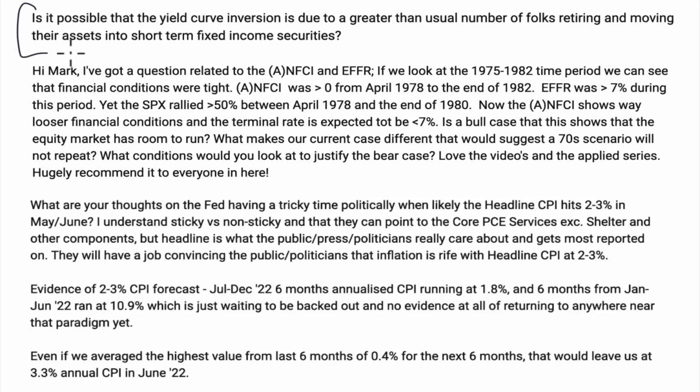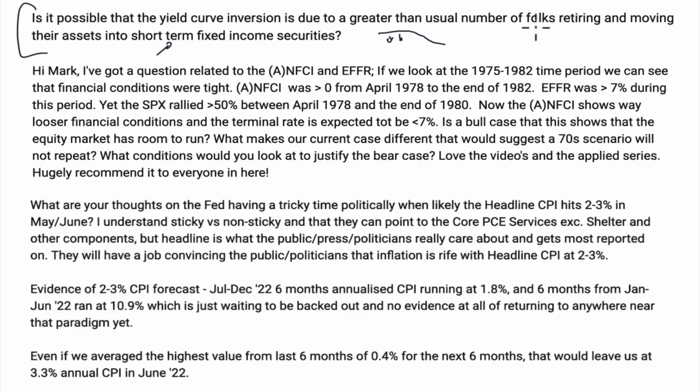First one at the top, is it possible that the yield curve inversion is due to a greater than usual number of folks retiring and moving their assets into short-term fixed income securities? If they were moving their assets into short-term fixed income securities, the front end of the curve yields would drop because prices would rise. So you wouldn't have an inverted yield curve, you'd have rates dropping at the front end.